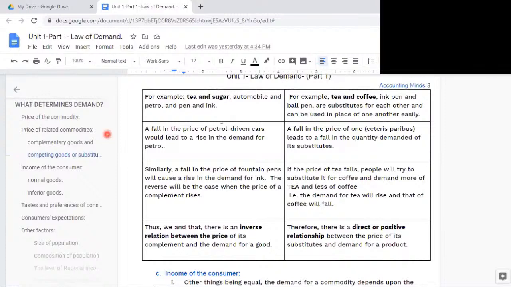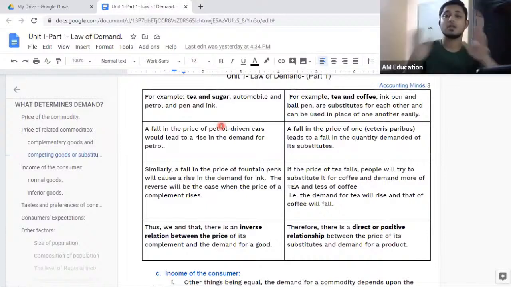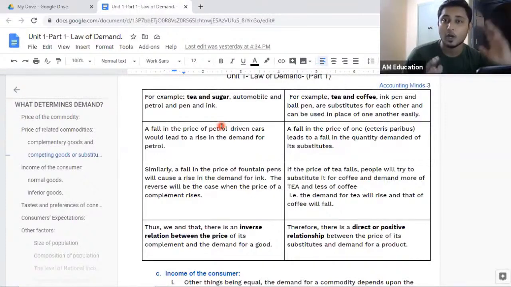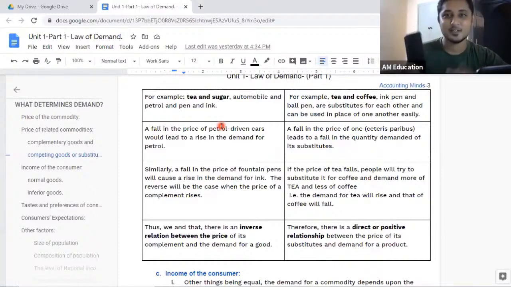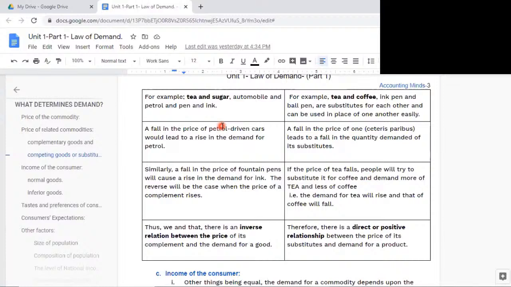So the same thing goes with pen and ink. These two different things which are used parallelly or simultaneously are called complementary goods. You have tea and sugar as an example, automobile and fuel as an example, and pen and ink as an example that we've been using since age-old concepts. The phone and the charger is a new concept. The phone and the charger are complementary goods.